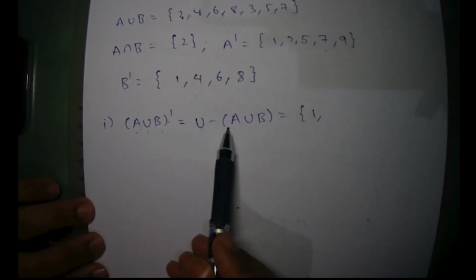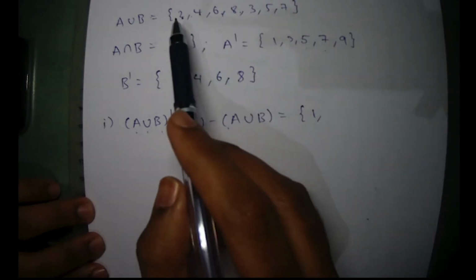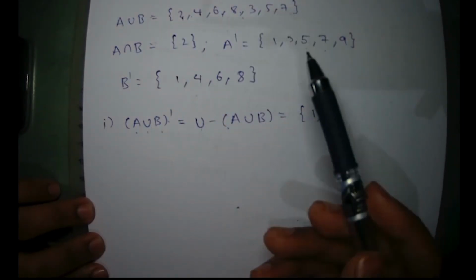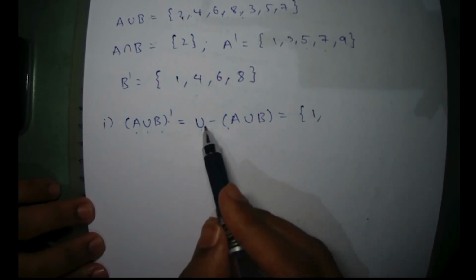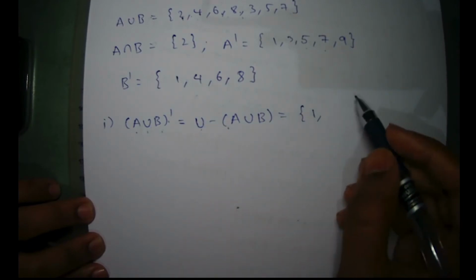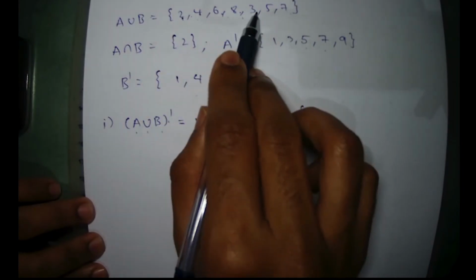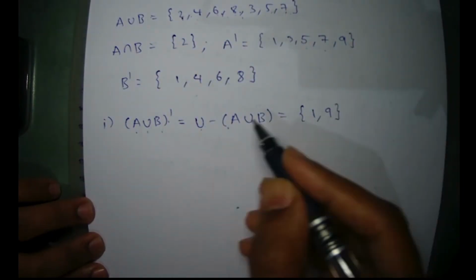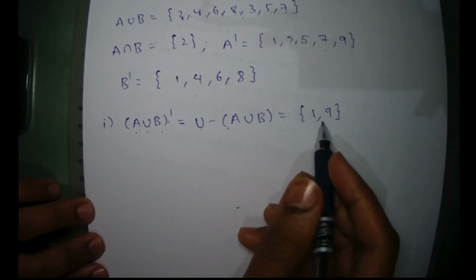Next we have to find A union B dash, which is nothing but U minus A union B. We know A union B is 2, 4, 6, 8, 3, 5 and 7. So when we do U minus A union B, we get 1. 2 is already there, 3 is there, 4, 5, 6, 7, 8. So left is 9. So A union B dash is 1, 9.